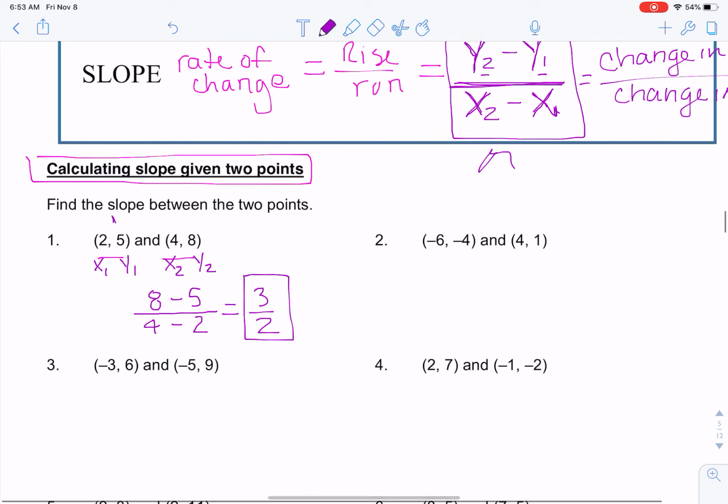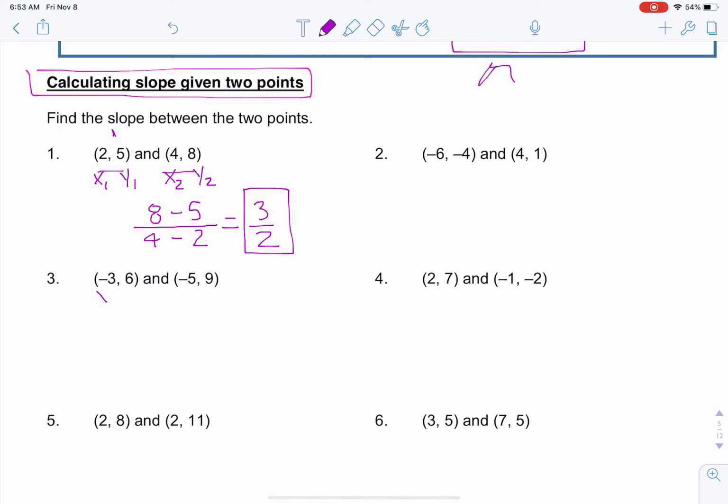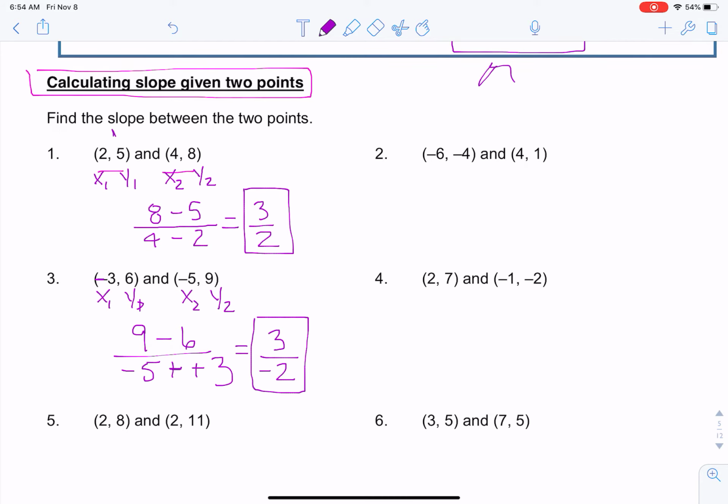Okay, let's try number 3. So again, I'm going to label them. It's super important. My first x, my first y, my second x, and my second y. So now I just have to plug it into my formula. So 9 minus 6 over negative 5 minus a negative 3. Be really careful of that. The formula says to subtract, and my number is negative. So 2 negatives are going to make a positive. So be very careful of those double negatives. So I'm going to end up with 3 over negative 2. That cannot be simplified, so that's my final answer.